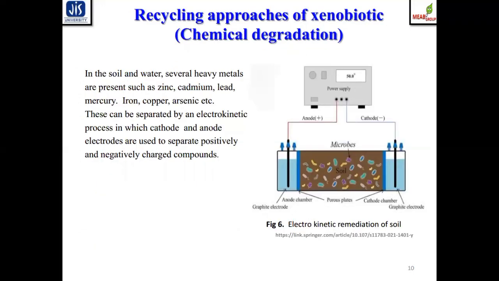So the next recycling approach for xenobiotics is chemical degradation. In soil and water, several heavy metals are present, such as cadmium, lead, mercury, iron, copper, and arsenic. These heavy metals can be separated by the electrokinetic process, in which cathode and anode electrodes are used to separate positively and negatively charged xenobiotic constituents. This is a nice pictorial presentation showing how electrokinetic remediation of soil can be performed using fuel cell technology, by using anode and cathode.